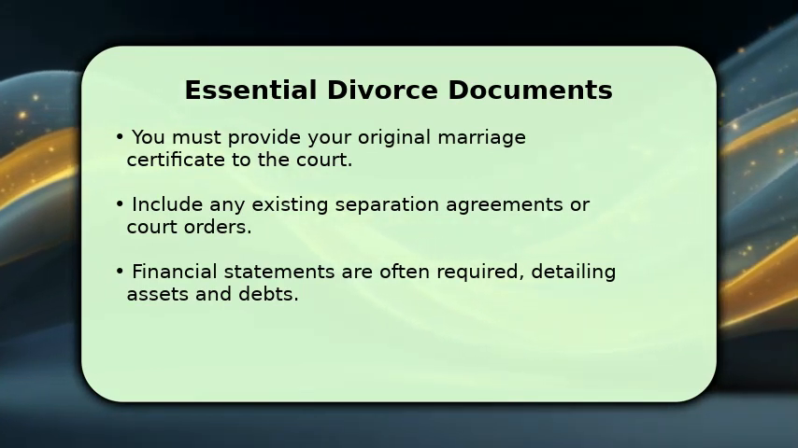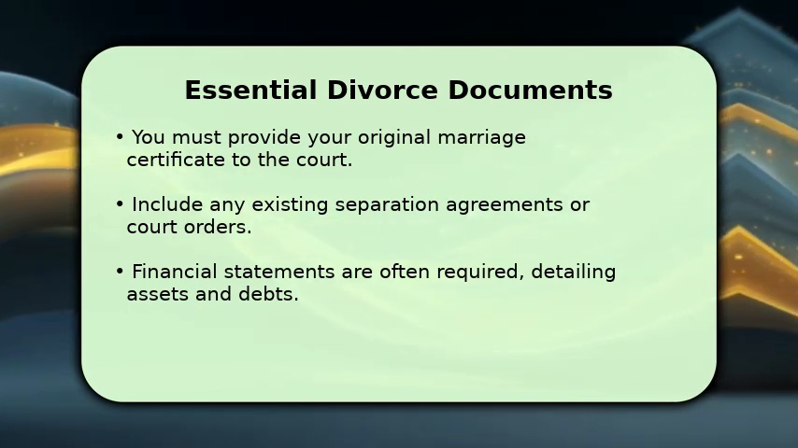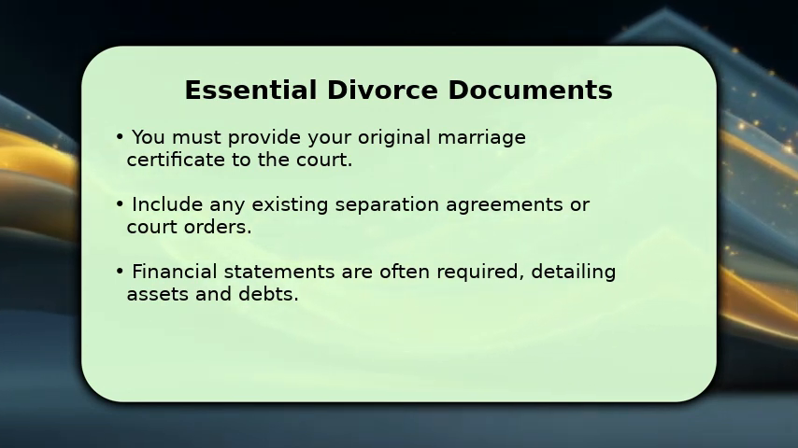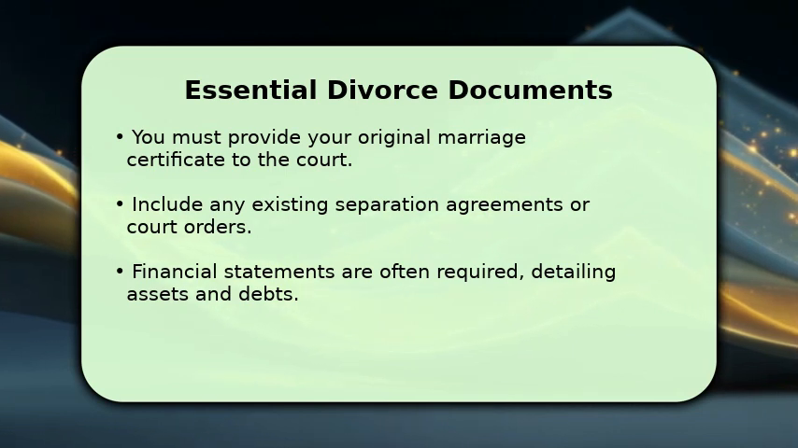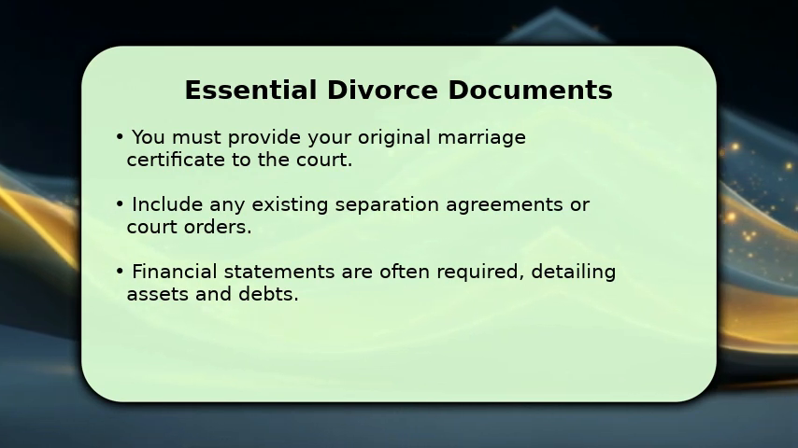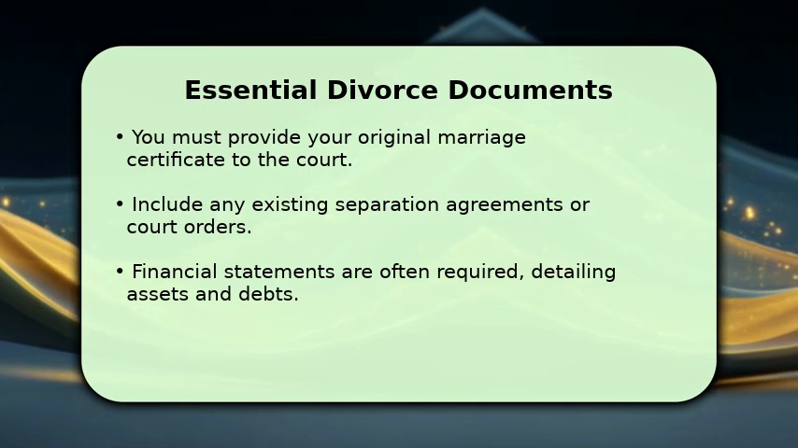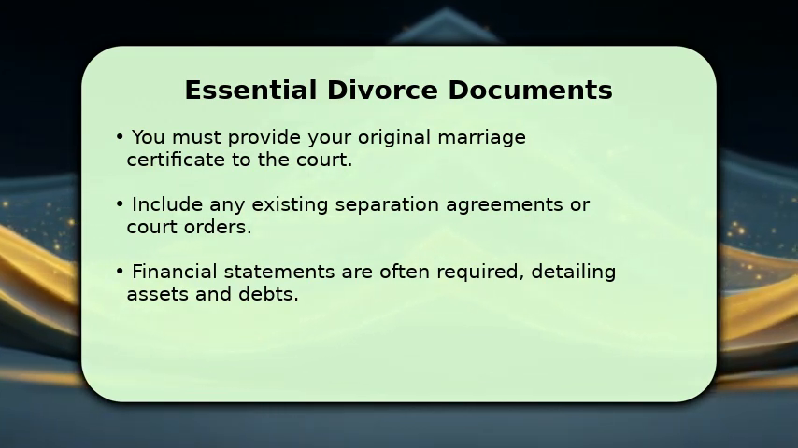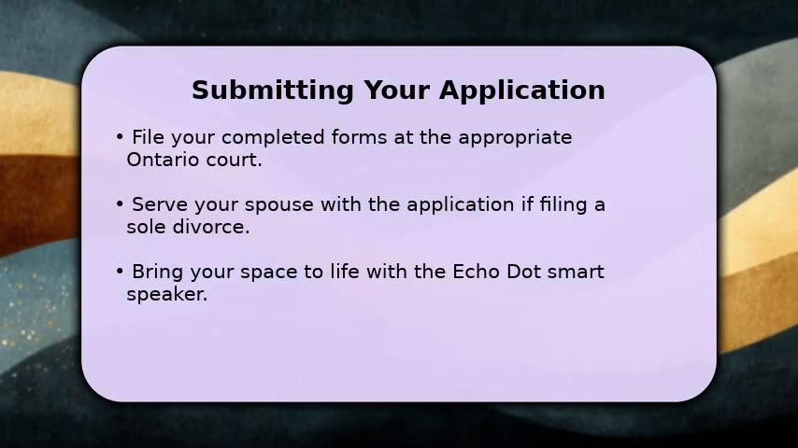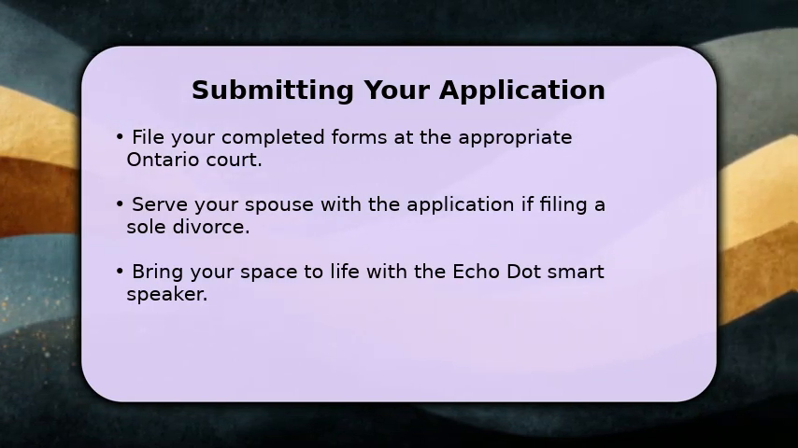You must provide your original marriage certificate to the court. If you have a separation agreement or any prior court orders regarding support or custody, include those as well. Financial statements detailing your assets, debts, income, and expenses are often required, especially if there are unresolved financial matters. Accuracy here is key. Once all forms are completed, file your application with the Superior Court of Justice in Ontario.